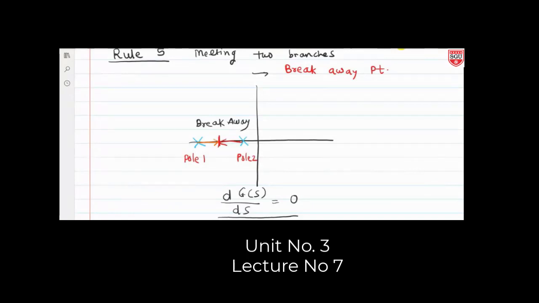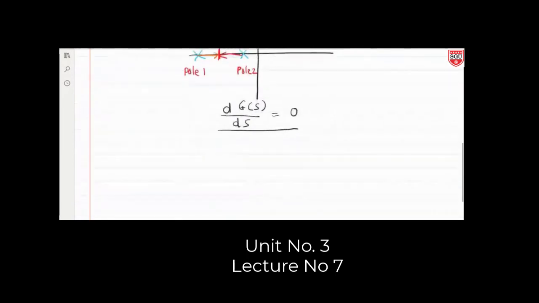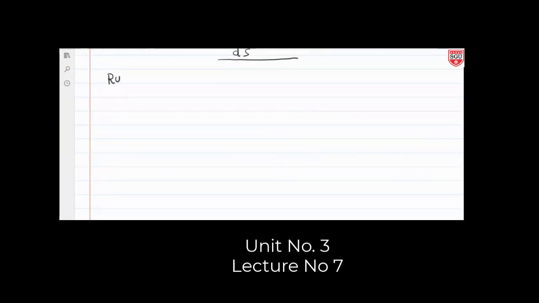Understood this condition? Then rule number 6. Rule number 6 is the higher value of gain K. As the value of K increases, the root locus moves away from the poles and zeros. For higher values of K, the root locus branches are approximated by asymptotes.